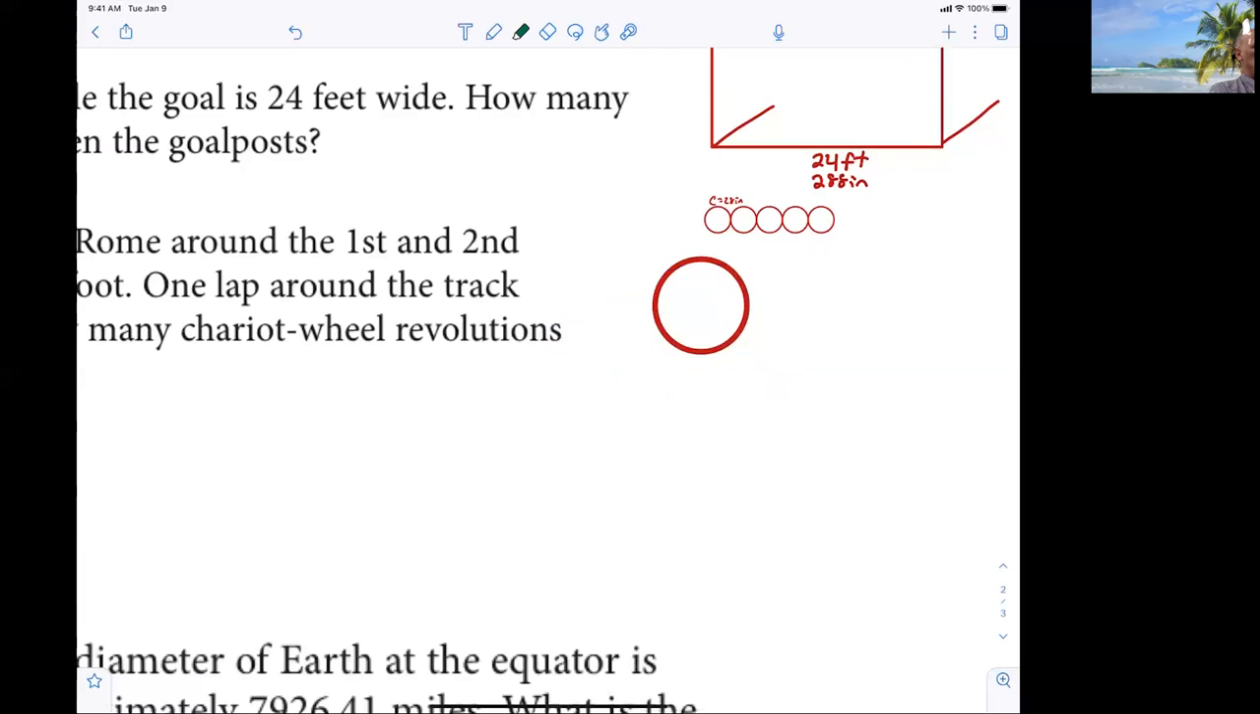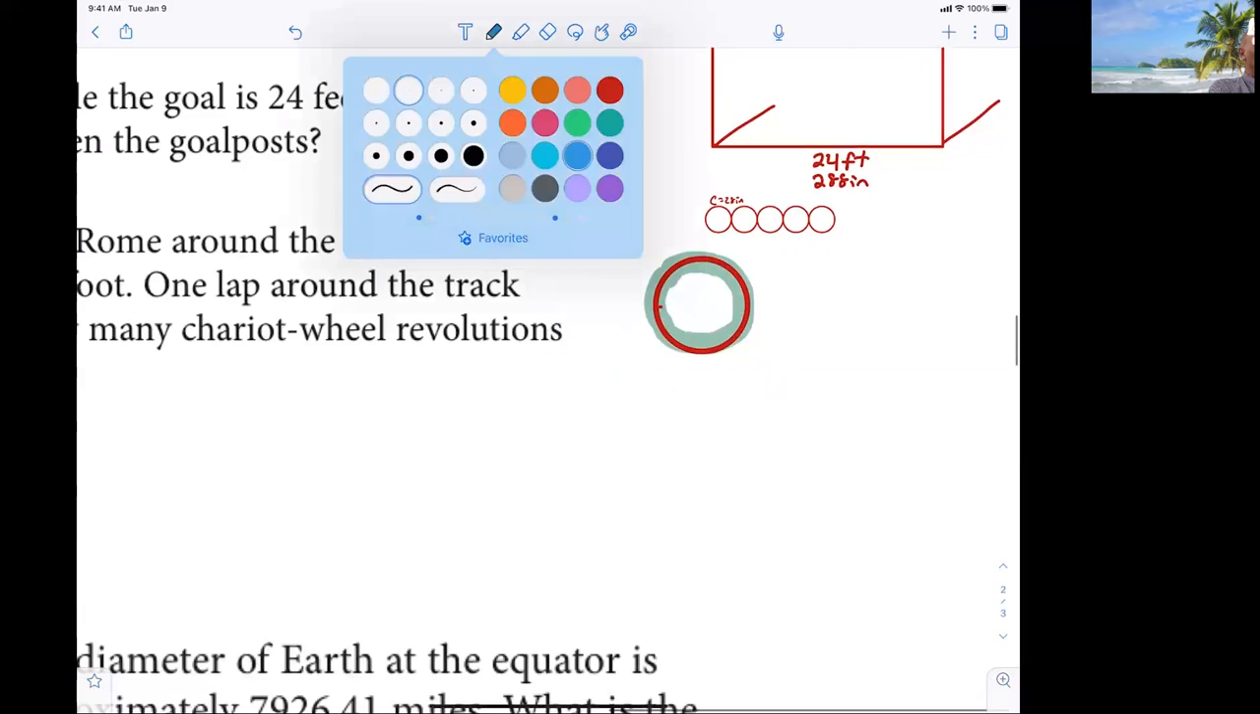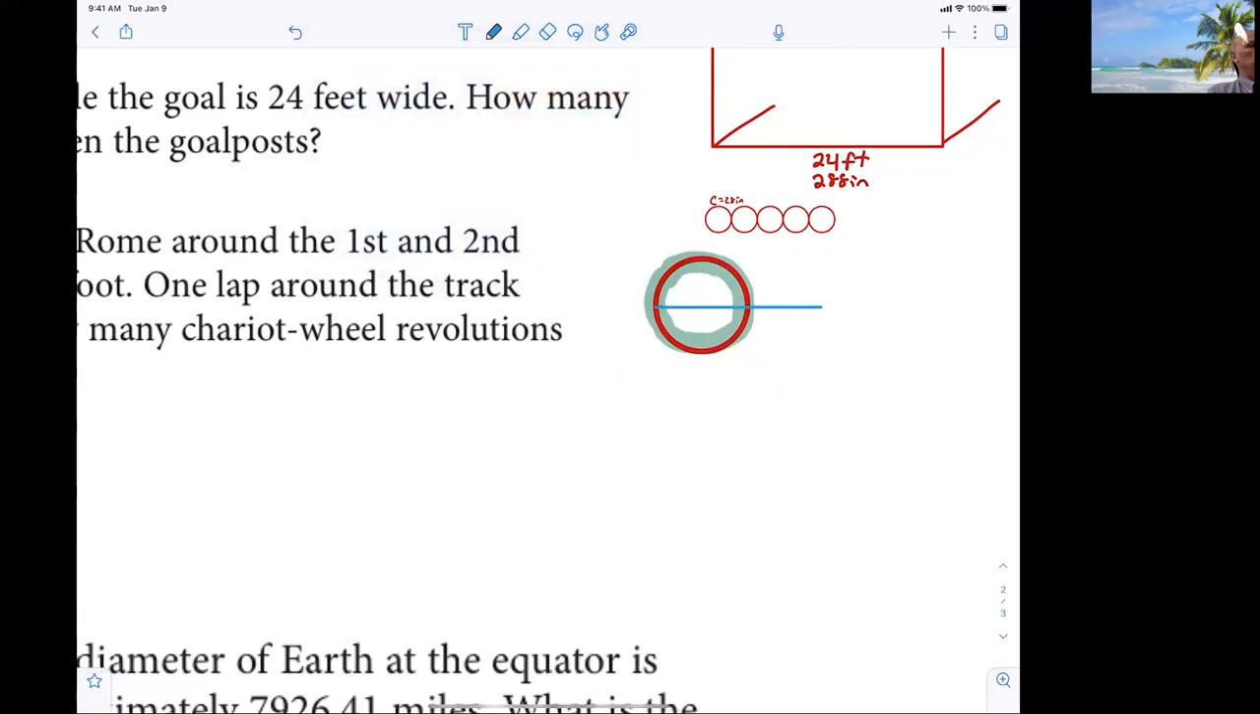I don't care about that. What do I care about? Yeah, but what do I need in order to figure that out? Yes, the radius, but more importantly, I need the diameter. Because look, if I can find this length all the way across, then I can calculate how many of them I'll need to do 288 inches. Do you agree? So what's the formula for circumference?